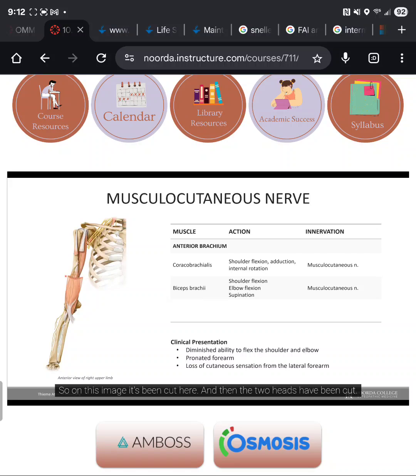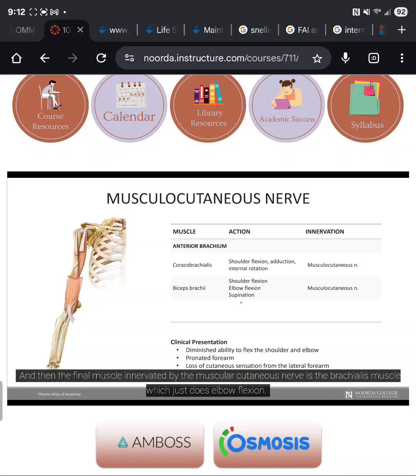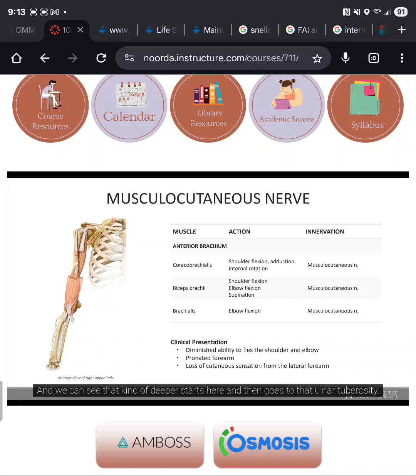So on this image, it's been cut here, and then the two heads have been cut. That muscle does shoulder flexion, elbow flexion, and supination. And then the final muscle innervated by the musculocutaneous nerve is the brachialis muscle, which just does elbow flexion. And we can see that deeper. It starts here and then goes to that ulnar tuberosity.